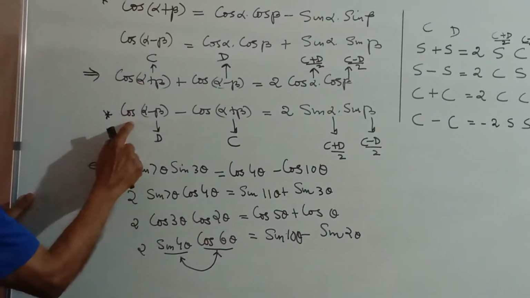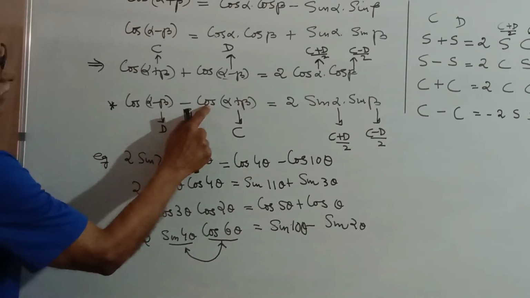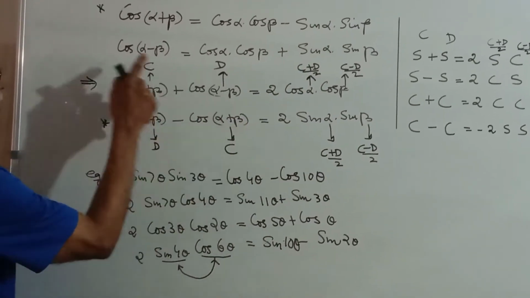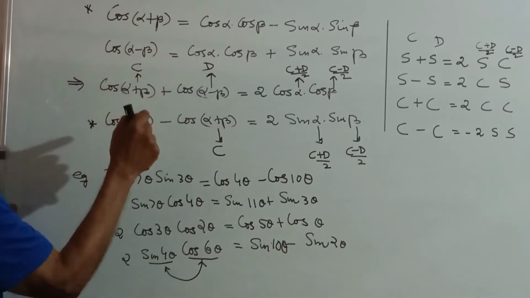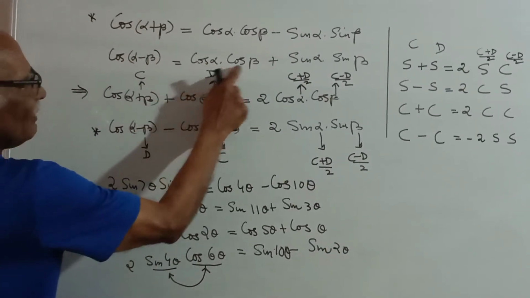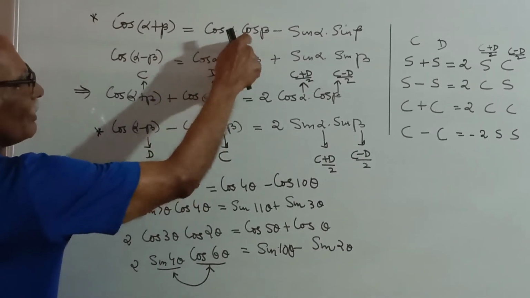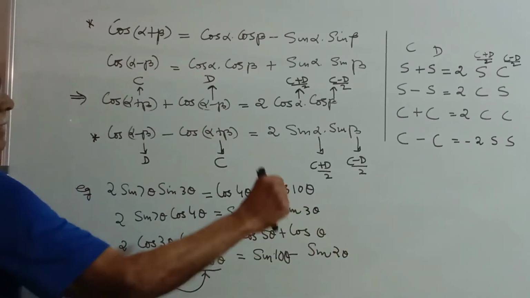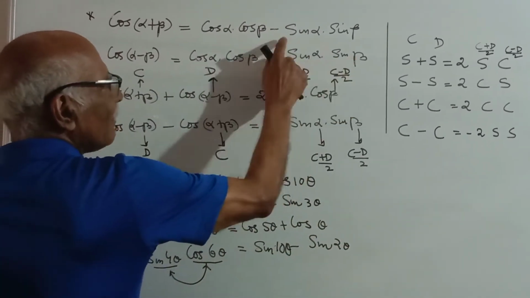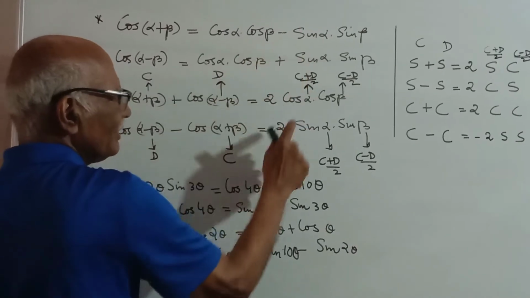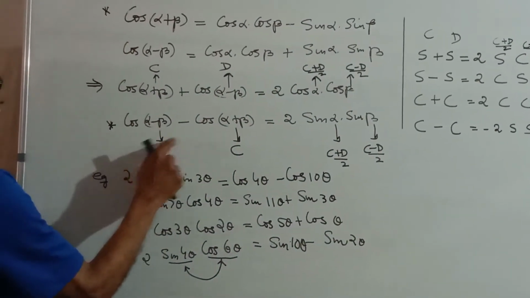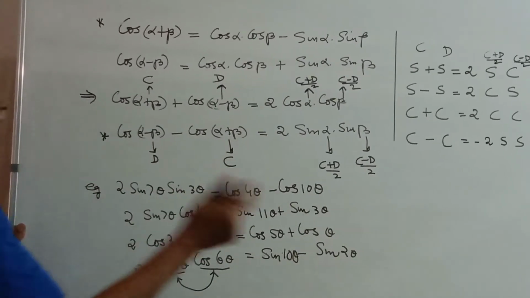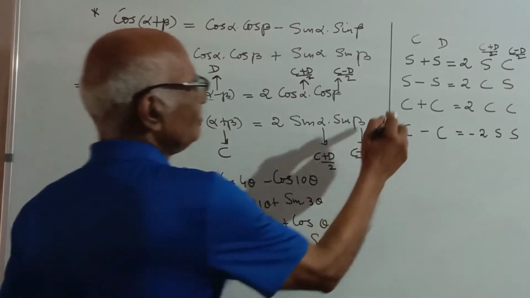Now cos(alpha minus beta) minus cos(alpha plus beta). We are subtracting cos(alpha plus beta) from cos(alpha minus beta). Then cos alpha cos beta minus cos alpha cos beta disappears, but sin alpha sin beta plus sin alpha sin beta becomes 2 sin alpha sin beta. As before, this is C, this is D. Now the formulae come like this.